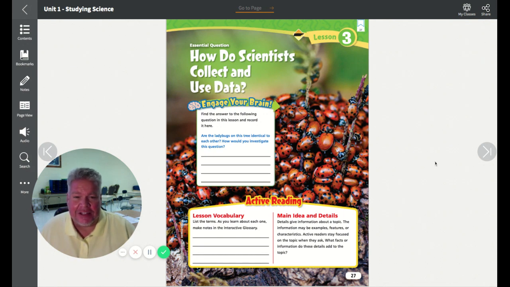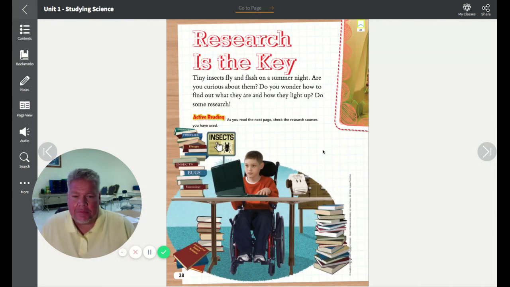If you have your science book, please follow along in your science book. You should be on page 27. If you need to pause the video until you get to your science book and open it to page 27, you can. Okay, we're on page 28 now. We're going to start reading this lesson.